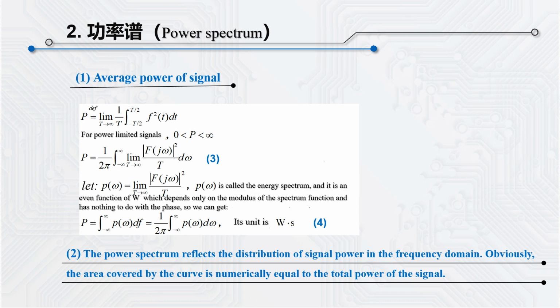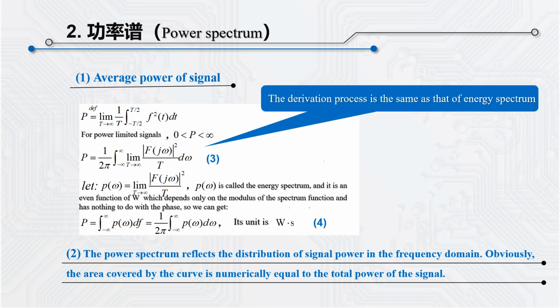Let's look at the power spectrum. According to the calculation formula of average power of the signal, we can express f by its Fourier transform. The derivation process is the same as that of energy spectrum. Here, I won't give you a detailed derivation. In the same way, we can get formula 3.